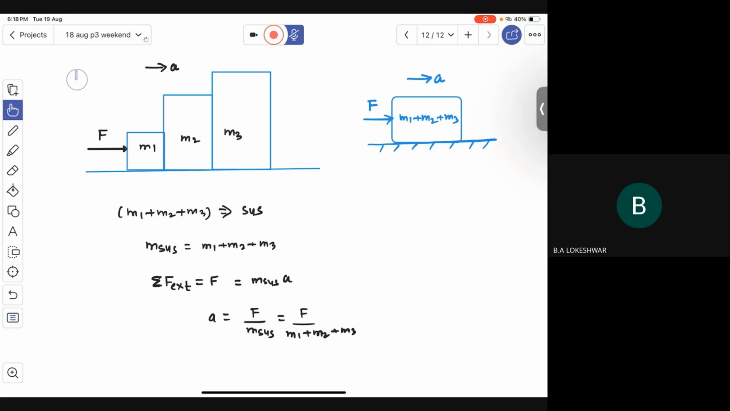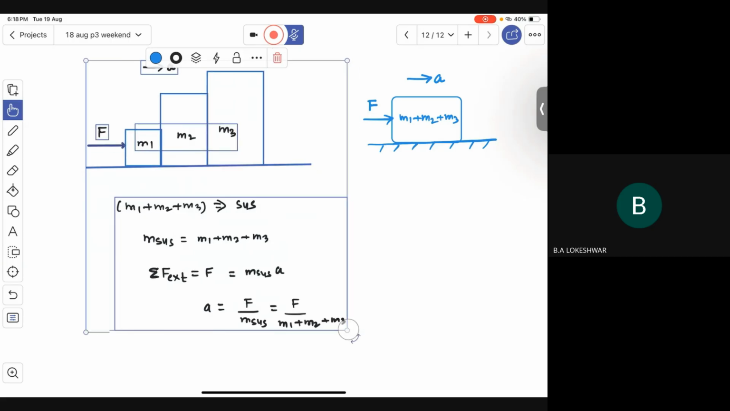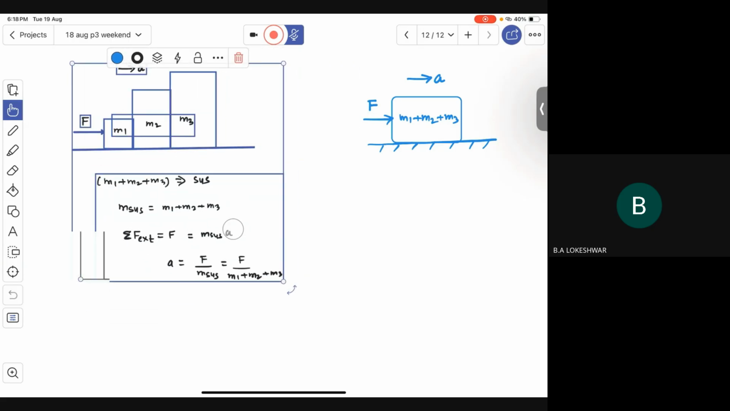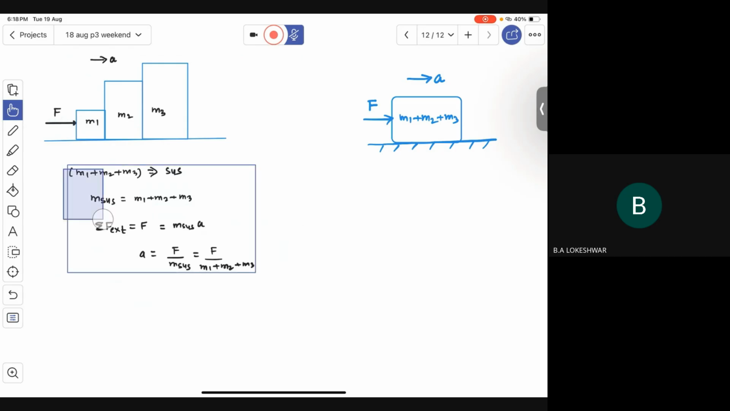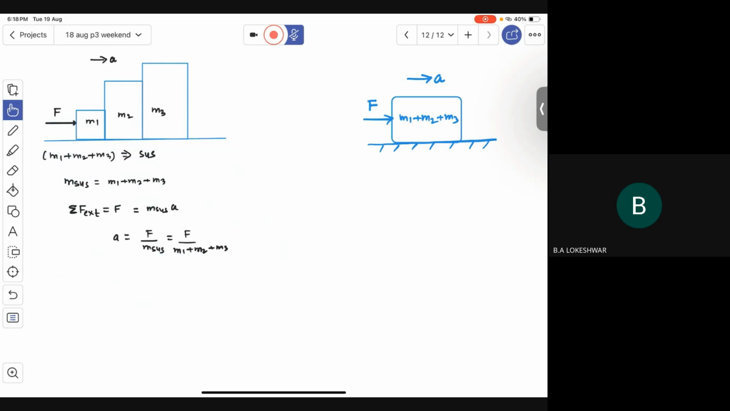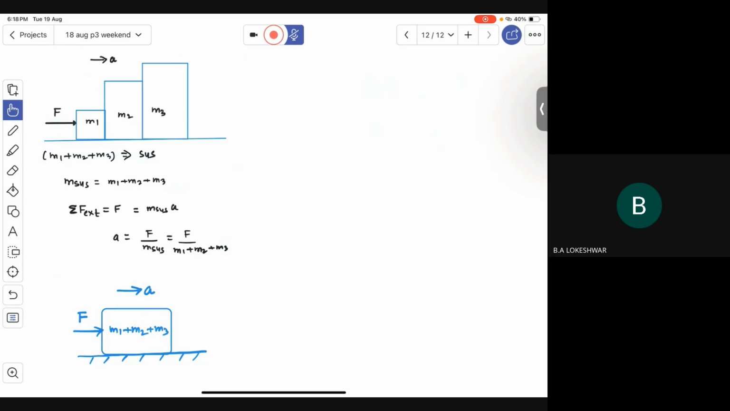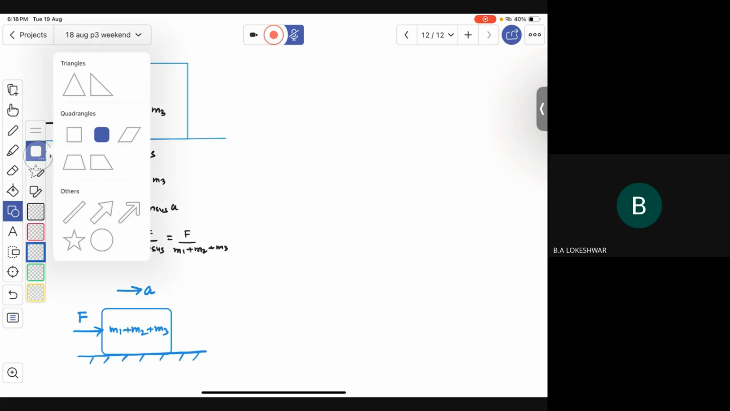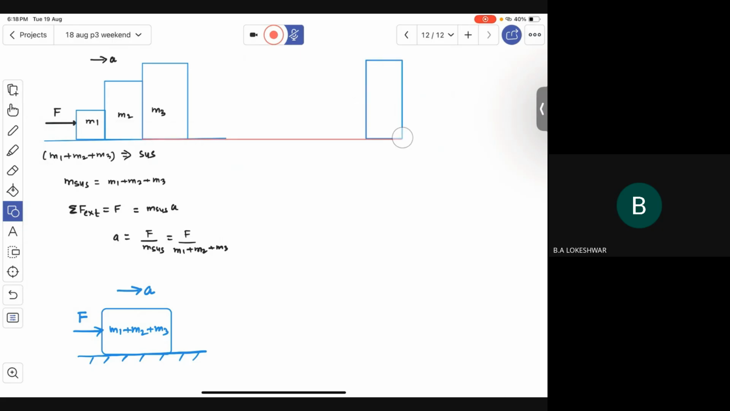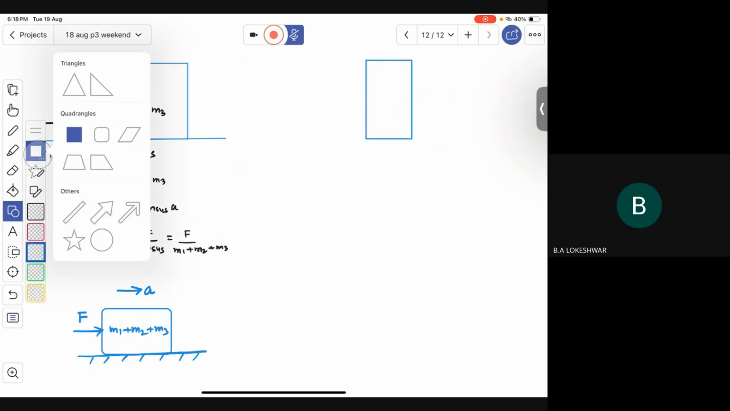Suppose I have to figure out the normal contact force in the least number of steps. Then intentionally I will take a few of them, or one of them, as a system. Suppose I have to find the normal contact force between M2 and M3. For that I don't have to draw the FBD of every one of them. I will just draw the FBD of M3.